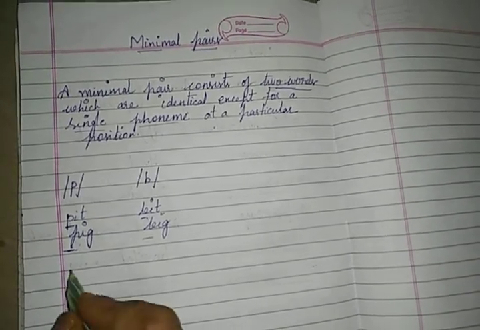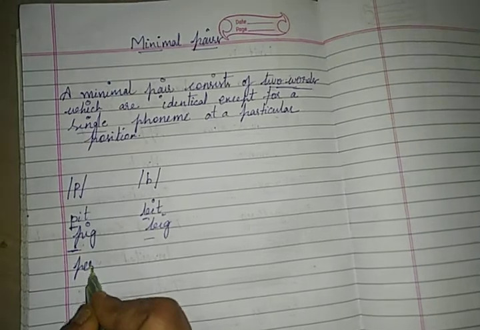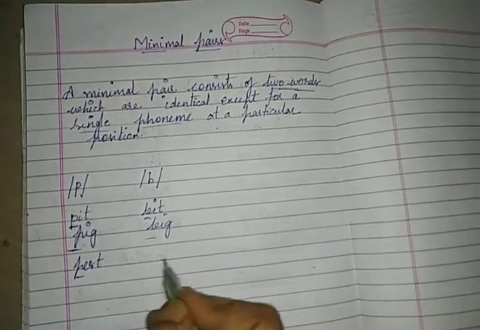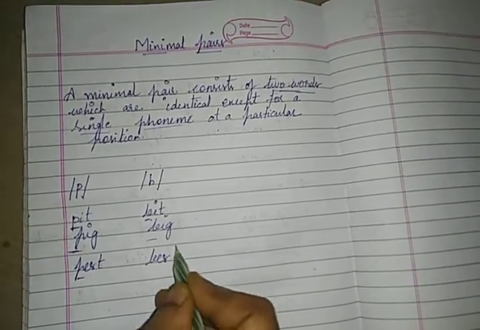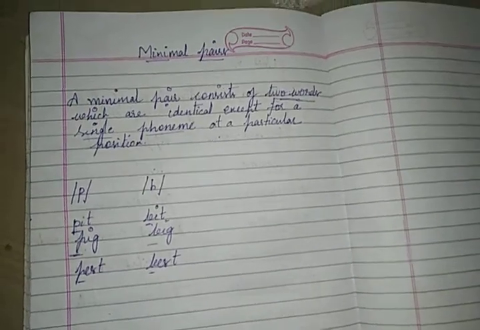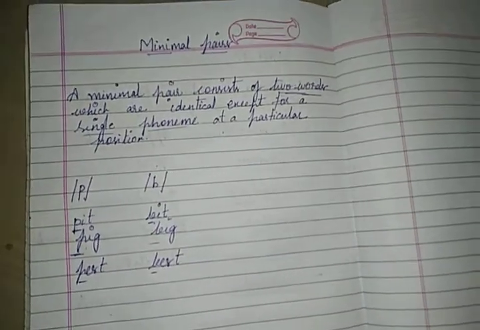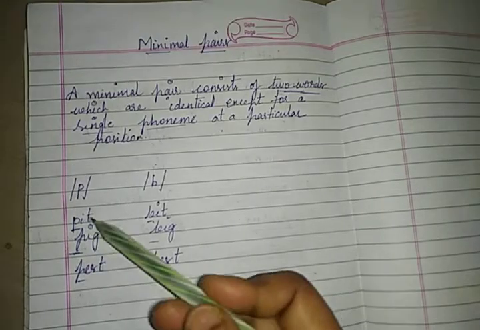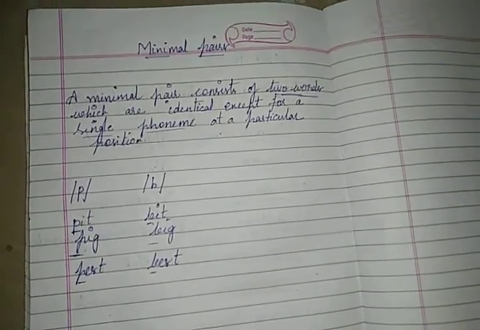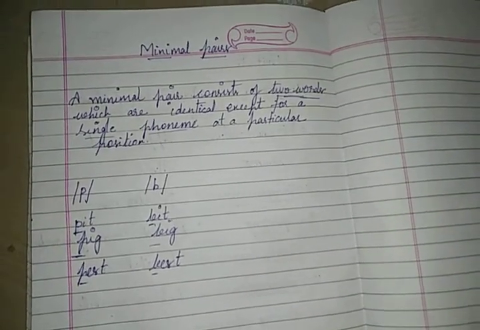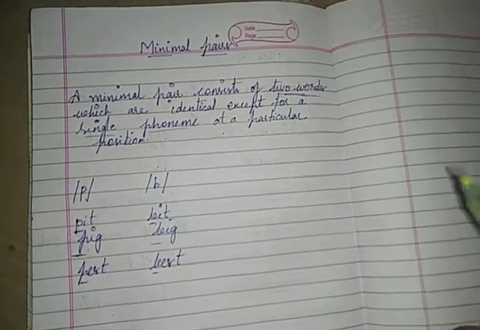Best, vest. Look at here. The pronunciation is the same, except for the starting alphabet. Just see the starting alphabet's pronunciation. Big, pig, best, vest.